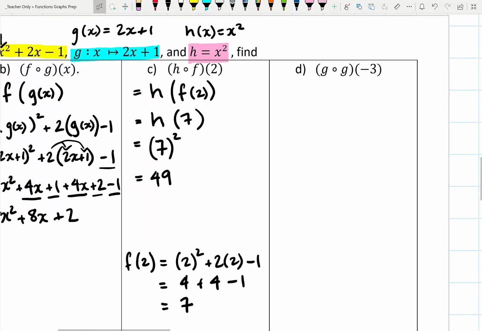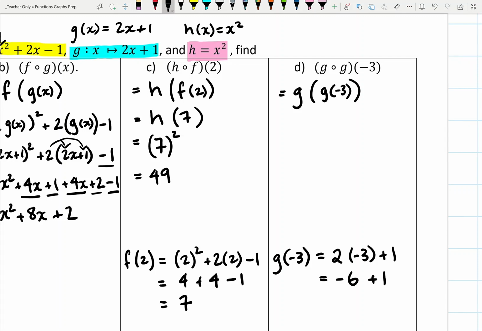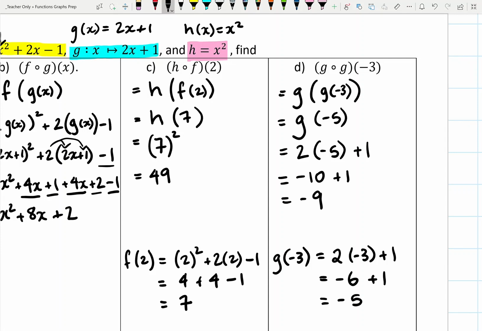All right, the last one is g of g. So g is both our outside function and our inside function. So what we're effectively doing is substituting it into itself, except it's -3 that we're substituting. So down here we'll work out what g of -3 is. And g is 2 times -3 plus 1. -6 plus 1 is -5. And so actually what we're finding is g of -5. And then we can substitute that in to the g function. So 2 times -5 plus 1. 2 times -5 is -10, so -9.